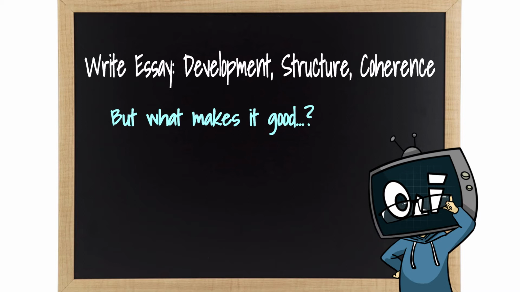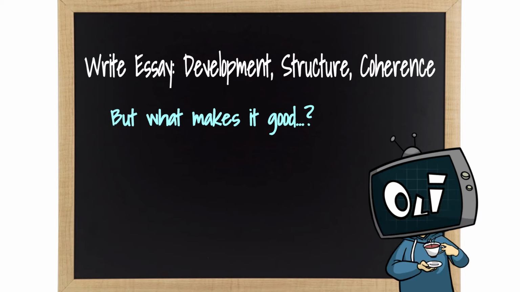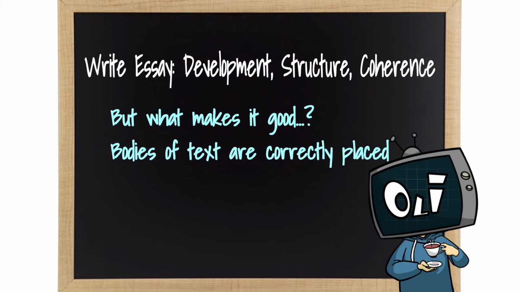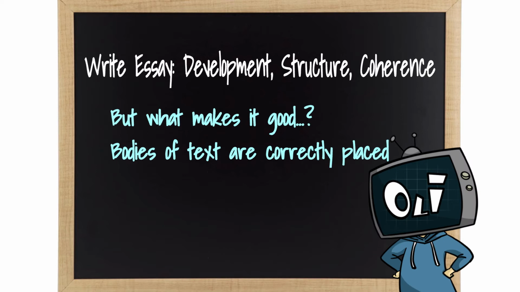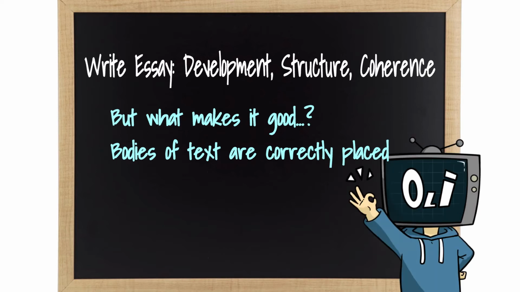Let's start with the structure. The structure is basically a metric to see if individual paragraphs and sentences do their jobs. For example, the first paragraph is the introduction, the last paragraph the conclusion, and you will have a number of body paragraphs that develop your arguments. Structure is, among the three components, relatively easy to understand. Make sure that your paragraphs and sentences serve the right purposes, and you will be fine.